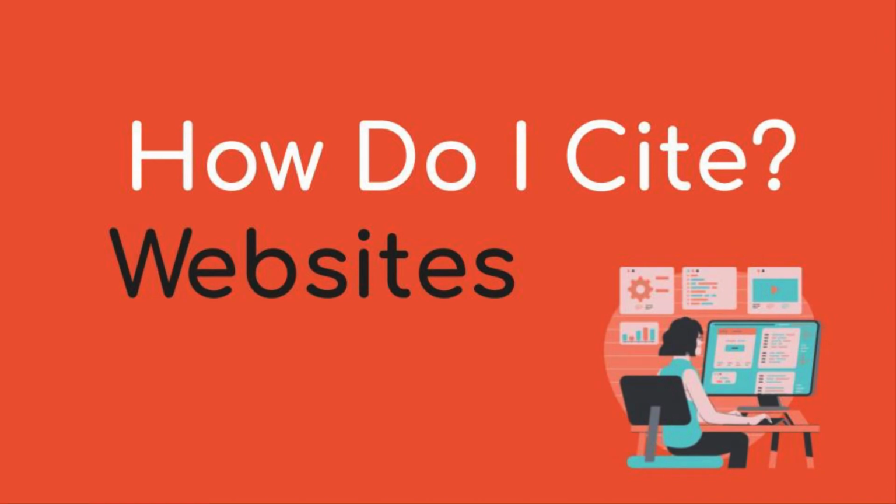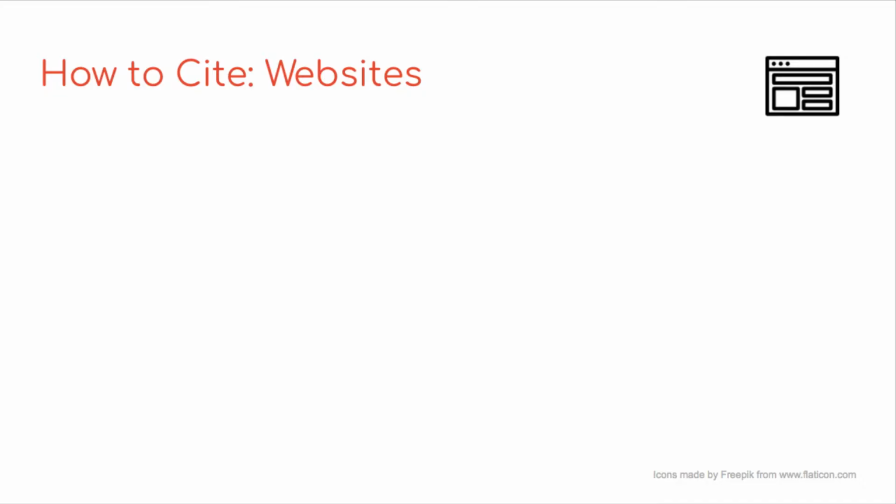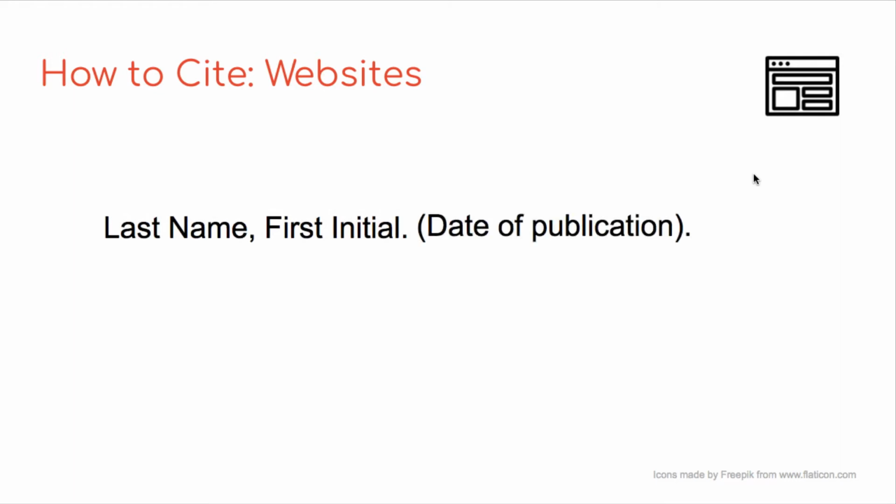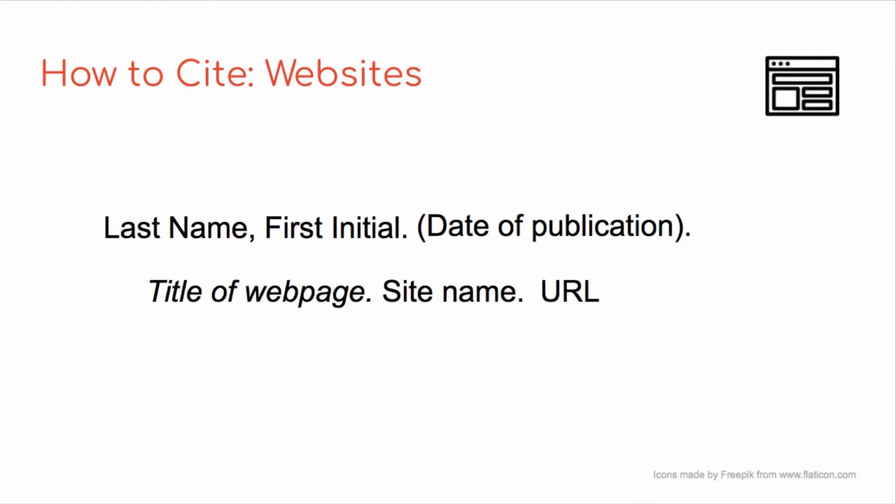All right, so let's talk about how to cite websites. Let's go over the proper format. You're going to start with the last name and the first initial of the author, followed by the date of publication in parentheses. Then you have the title of the web page in italics, followed by the name of the site, and then the URL with no period at the end.